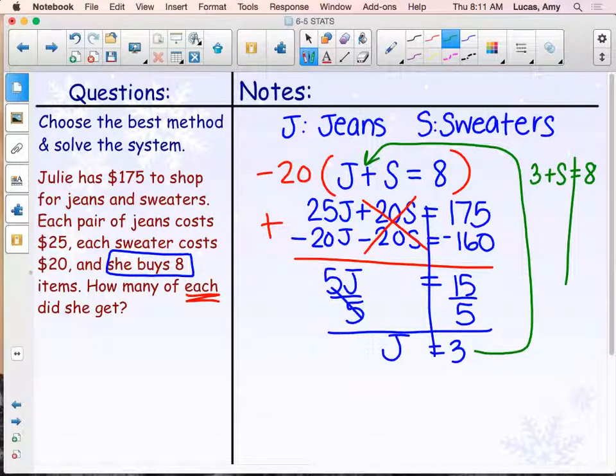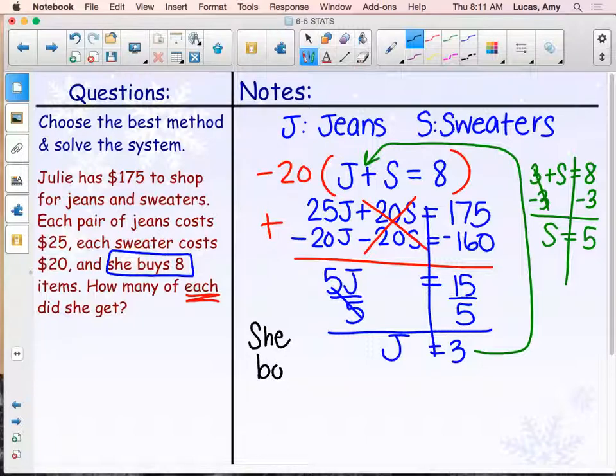On a problem like this, you should expect to get a nice number because you're not going to be able to buy, you're not planning on buying a half a pair of jeans or half a sweater. So plan on getting good numbers. If you don't get good numbers, you've made a mistake and you need to go back to check your work. So, how many of each did she get?